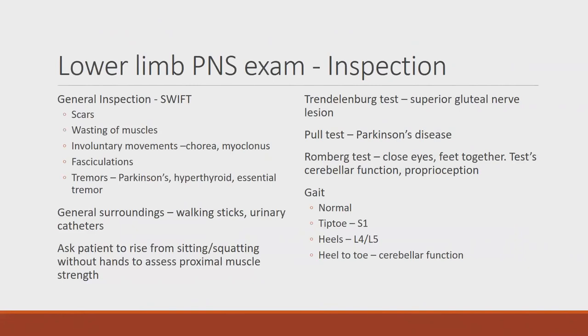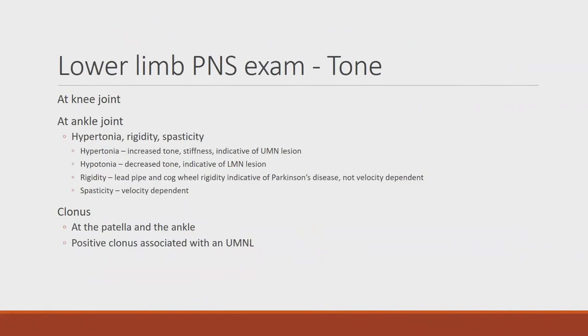Checking tone, you want to check it at your knees and at your ankles. And then you can have hypertonia, hypotonia, or rigidity and spasticity. Hypertonia would be the upper motor neuron lesion, because remember you've lost those inhibiting neurons, so your muscles are going to be stiff. Yeah, they're going to want to stay in the position that they are. And then rigidity and spasticity.